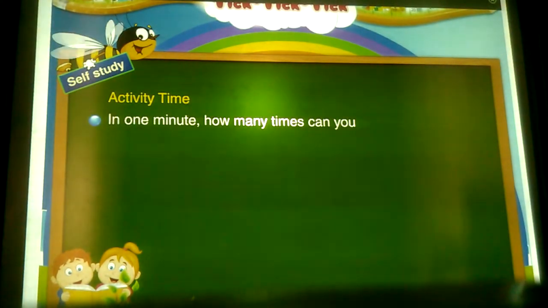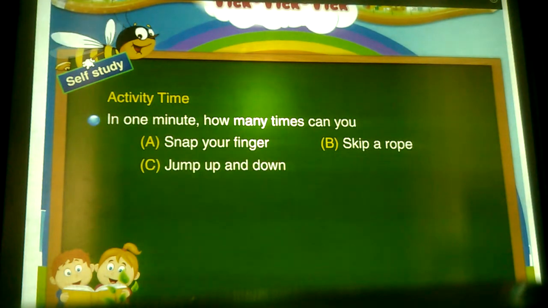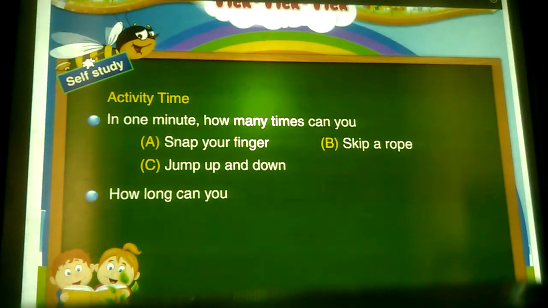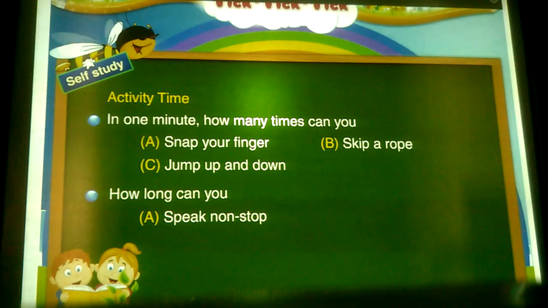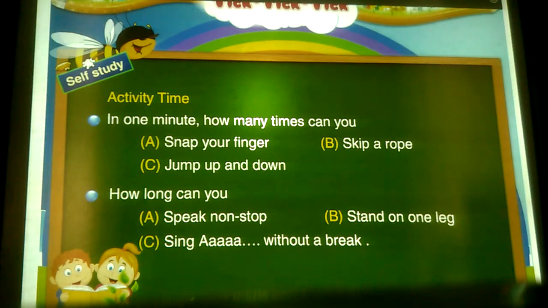Activity time. In 1 minute, how many times can you A. Snap your finger, B. Skip a rope, C. Jump up and down. Now, here is another challenge for you. How long can you A. Speak non-stop, B. Stand on one leg, C. Sing without a break?